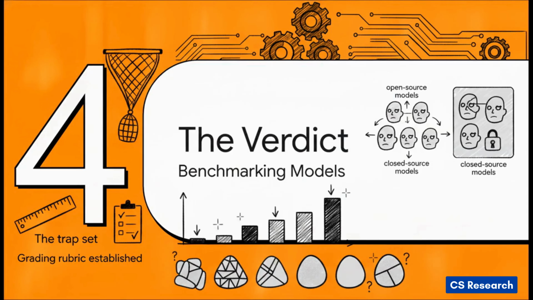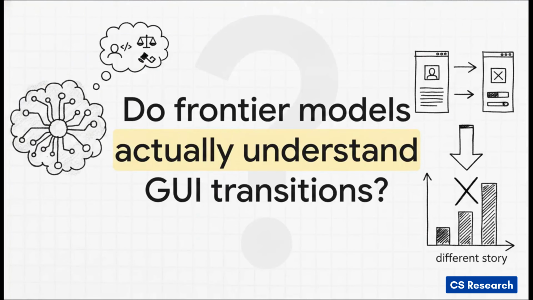Which brings us to Section 4, the verdict. Benchmarking models. So the mathematical trap is completely set. The grading rubric is established. How did 8 of the leading open and closed source models actually perform? You'd probably assume that multi-billion-dollar frontier models like GPT, Claude, and Gemini would just ace this visual logic test, right? After all, these things can write complex software and pass medical exams. But the data reveals a pretty shocking reality when it comes to understanding graphical user interface transitions.